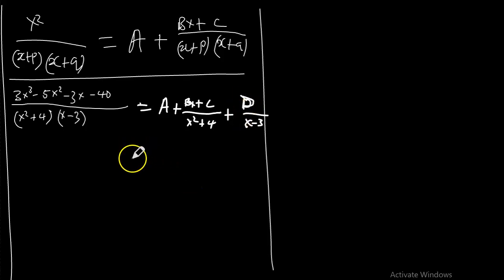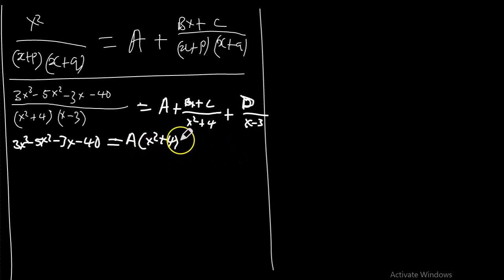From here we can multiply through by the denominator, such that 3x cubed minus 5x squared minus 3x minus 40 is equal to, if I cross multiply, a into x squared plus 4.